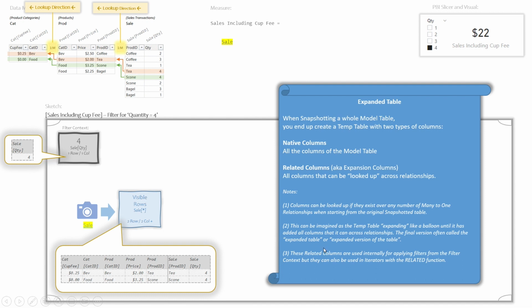But in addition to that, there's some other stuff we could do with them, and one of the things we could do with them is use them with the RELATED function within iterators, which is what we're about to get to next. Okay, but let's stop right here and pause.